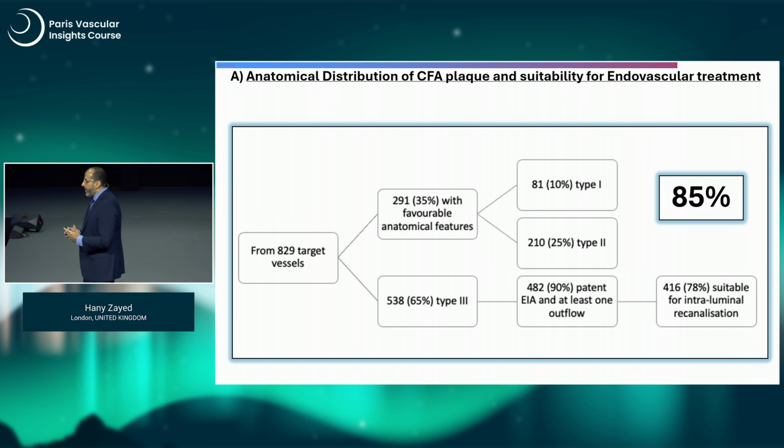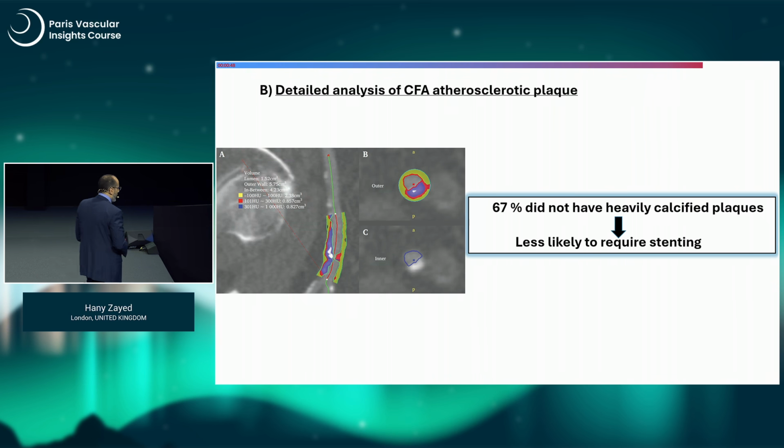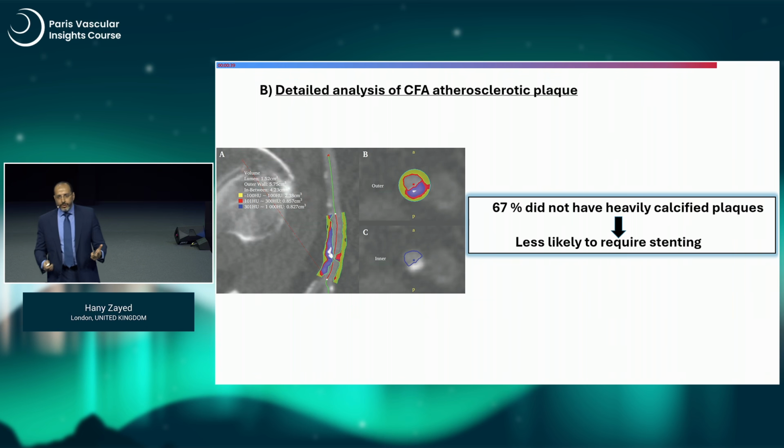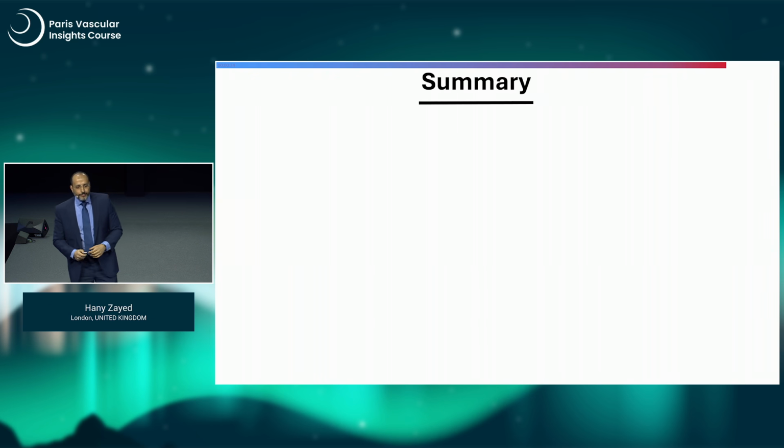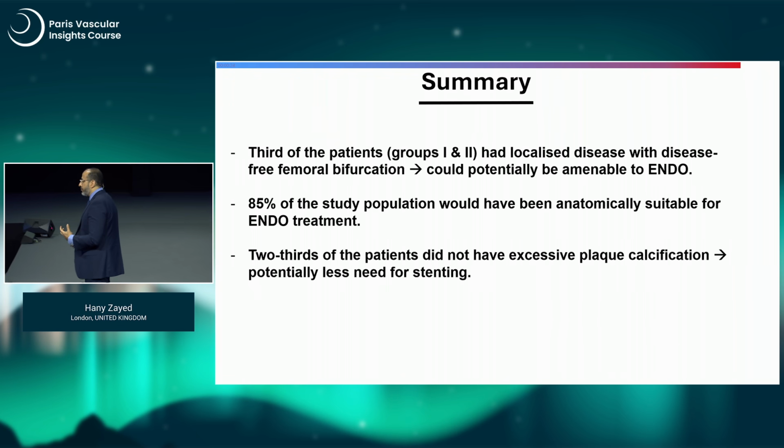So the consensus that patients are not suitable for endovascular treatment, I think this is something that we need to revisit. When we looked at the plaque composition as well, 2/3 of them did not have excessive calcification that you would say they will end up with a stent. So with the availability of the new vessel preparation techniques like IVL or atherectomy, 2/3 of these patients are likely to end up without stenting in this area, which is the big sort of scare for most of the interventionists. So in summary, from this study, 85% could have been considered for endovascular treatment, and actually we don't need to worry that much about stenting because only 1/3 of them might end up with a stent.